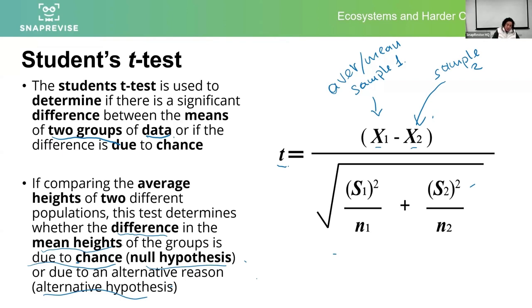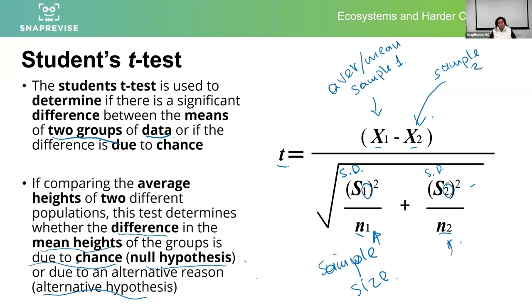What are S1 and S2? They stand for standard deviation. So it's basically the standard deviation of sample one, standard deviation of sample two. What are the N's finally? They are the sample sizes. So how many individuals did I measure for height, for example? Sample size of sample one and sample two.